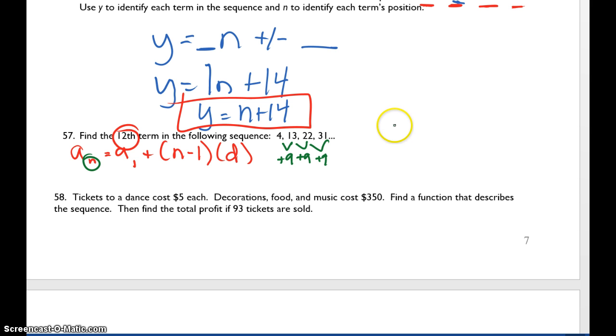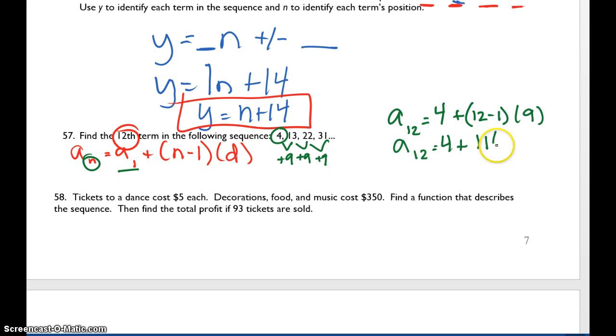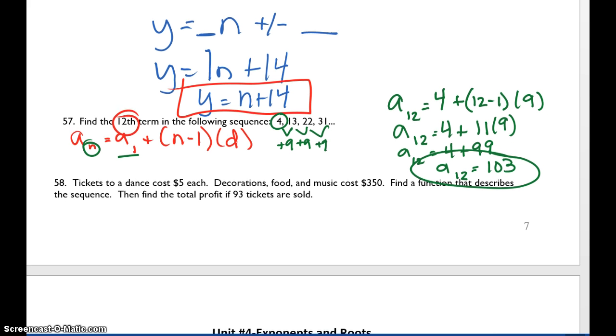So it says the 12th term, so I'm going to rewrite this. A sub 12 equals, now a sub 1 is the first term in our sequence, which in this case is 4. 4 plus n minus 1, which n, again, is the term we're trying to find, so 12 minus 1 times 9. So again, we're going to now just solve this using basic algebra. So 4 plus 12 minus 1 is 11 times 9. So a sub 12 equals 4 plus 99. So my 12th term in this sequence should be 103. A sub 12 equals 103.